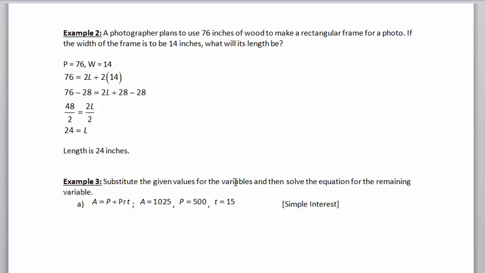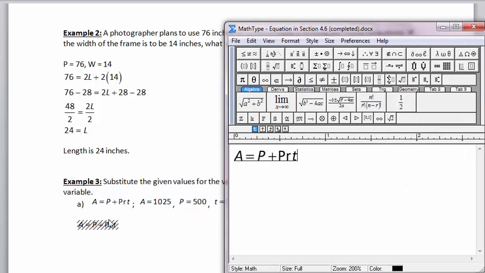Example 3 is looking at an equation that's a variation in the simple interest formula. It's for calculating the total amount in an account after a period of time and an interest rate. So we're going to use this formula. We're going to plug these values in. Let me go ahead and copy that formula. And we'll evaluate this formula for the value of A, 1025. Value of P, 500. Make sure that gets plugged in both places for P. And the value of T, put a parenthesis there, the value of T is going to be 15.